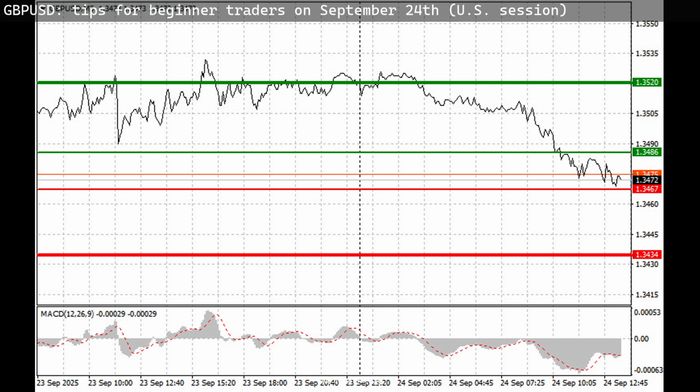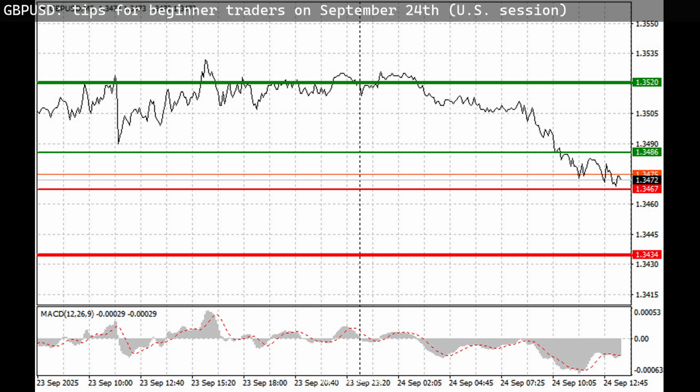What's on the chart? Thin green line: entry price for buying the instrument. Thick green line: estimated price for setting take profit or fixing profit manually, as further growth above this level is unlikely. Thin red line: entry price for selling the instrument. Thick red line: estimated price for setting take profit or fixing profit manually, as further decline below this level is unlikely. MACD indicator: when entering the market, it is important to use overbought and oversold zones as guidance.